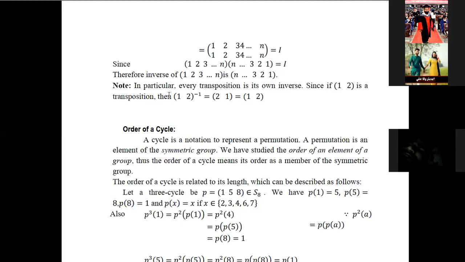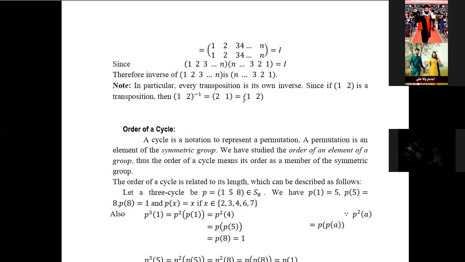Now in particular, every transposition is its own inverse. Now what is a transposition? Transposition means any cycle whose length is 2. Length 2 means only 2 elements in a cycle. Such a cycle is called a transposition. Now if 1, 2 is a transposition, then the inverse of 1, 2 is 2, 1 according to the definition. But 2, 1 can be written as 1, 2. That's why every transposition is its own inverse.